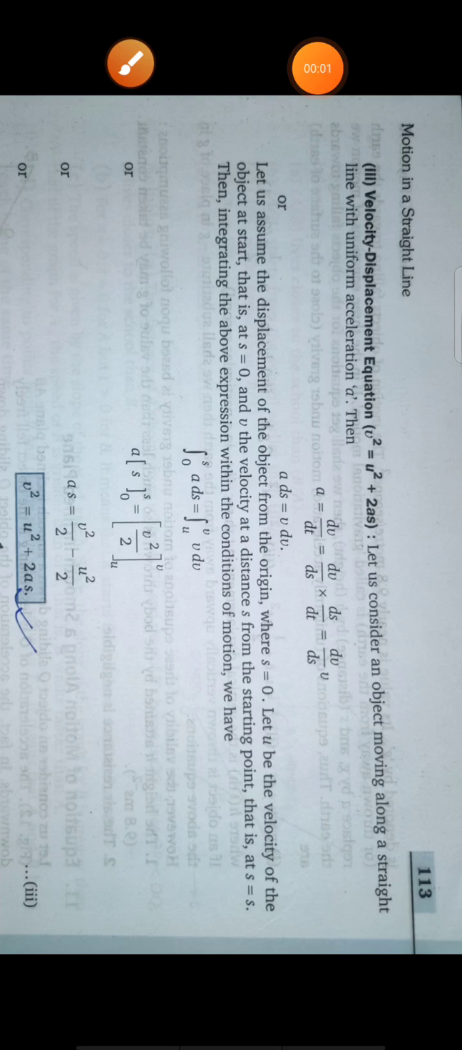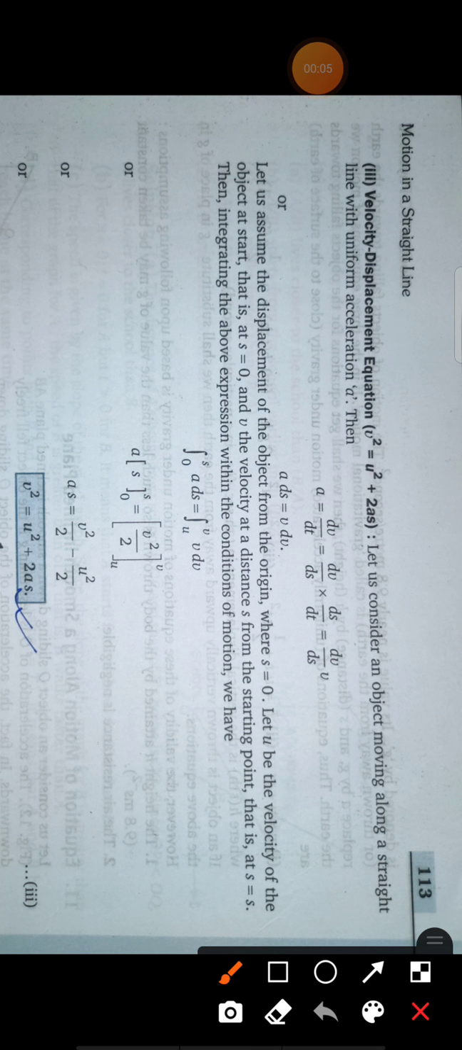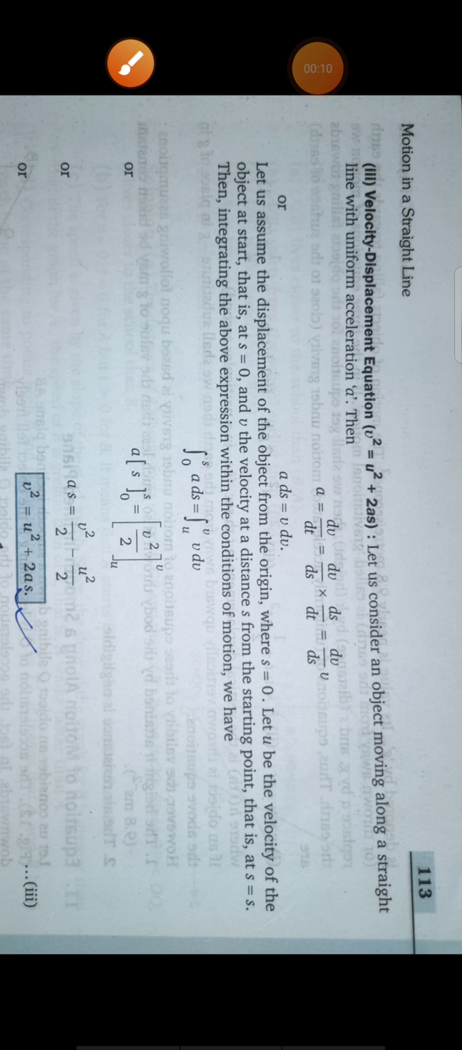Good morning students. So today we will derive the last equation of motion from calculus. That means we will derive this equation: v squared equals u squared plus 2as.